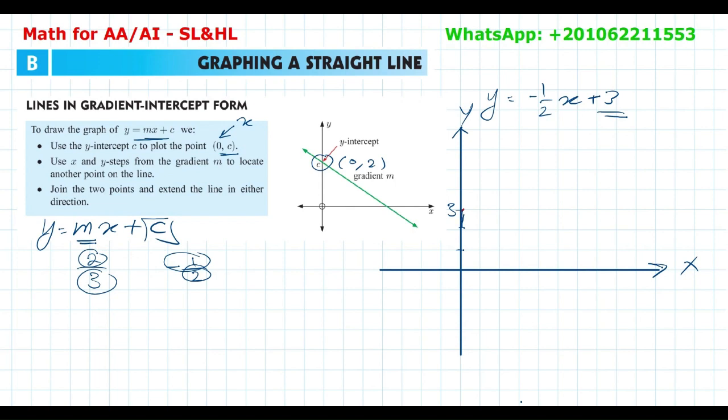Let me use a different color. This is one step. And after that, 2 steps in the positive direction for the x-axis: 1 and 2. This is the new point, which is (2, 2), 2 on the x-axis and 2 on the y-axis. Now you can join these two points. This is the line. As easy as that.